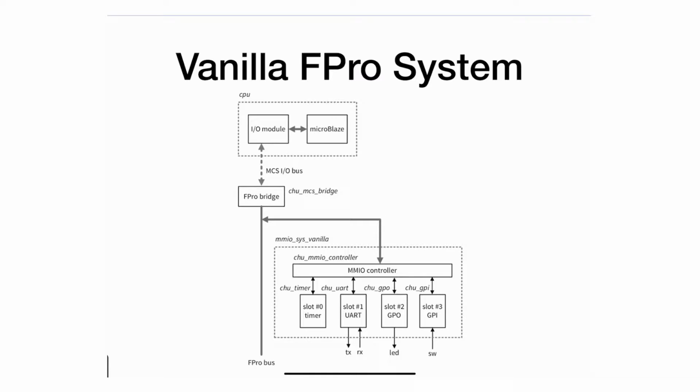That smaller system contains the microcontroller here, or the processor. It will contain the bridge, and the MMIO subsystem. It won't contain all the slots, it will only contain about 4 of them: a timer, a UART, general purpose output connected to the LEDs, and a general purpose input connected to the switch. So let's go to Vivado and actually do this.